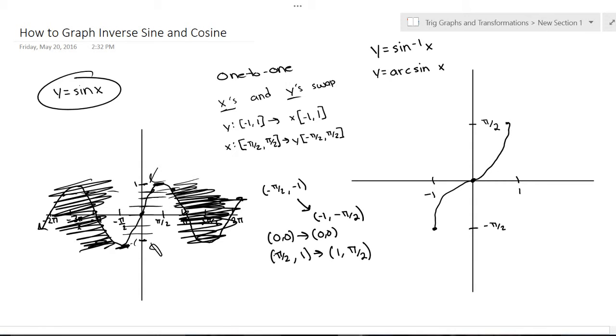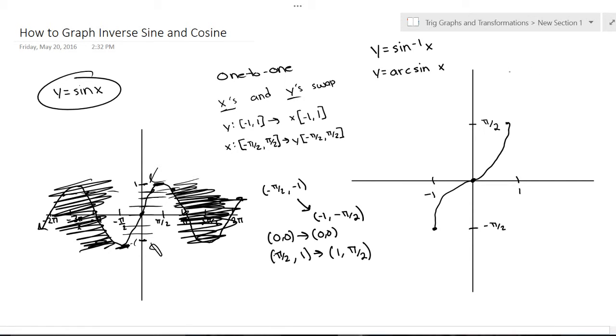So it passes the horizontal line test. We've swapped the x's and y's, and that's all we have to do. I know it can be confusing. Just remember that it does not extend infinitely, like it doesn't do this and then this. It's not like your other trig functions where that happens.